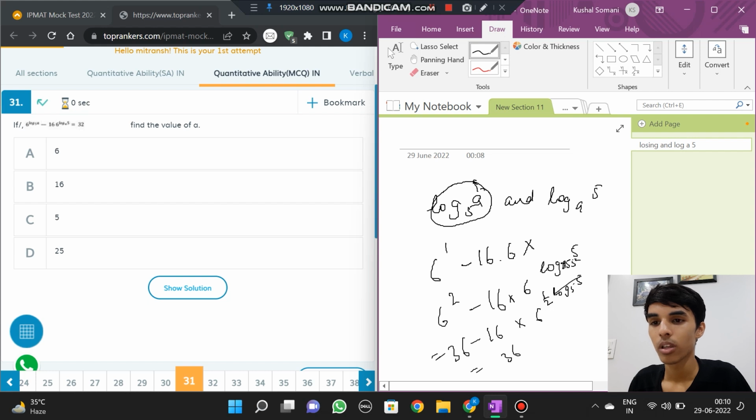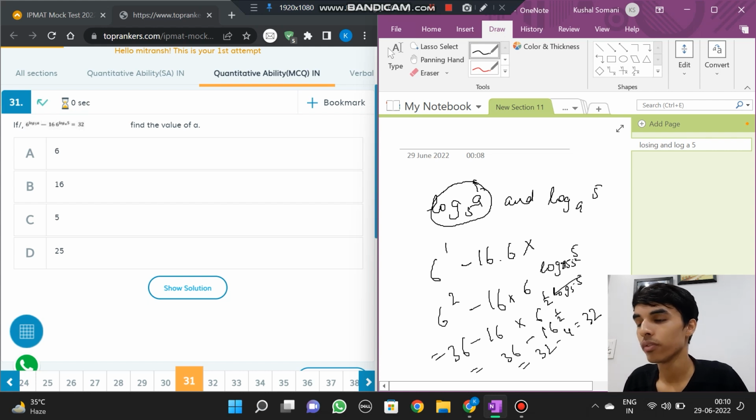So we got 36 minus 16 to the power 1 by 2, which is nothing but 4. So 36 minus 4 is nothing but 32. So I think we got the answer. The RHS was nothing but 32 only, and hence the correct option was option D, 25.